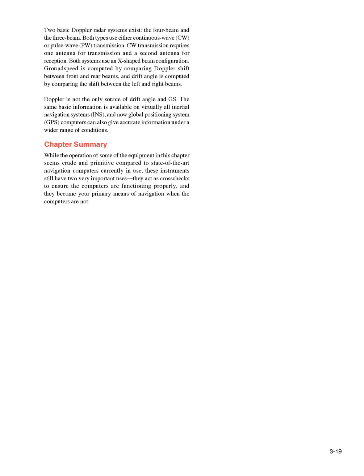Two basic Doppler radar systems exist, the 4-beam and the 3-beam. Both types use either continuous wave, CW, or pulse wave, PW, transmission. CW transmission requires one antenna for transmission and a second antenna for reception. Both systems use an X-shaped beam configuration. Ground speed is computed by comparing Doppler shift between front and rear beams, and drift angle is computed by comparing the shift between the left and right beams.